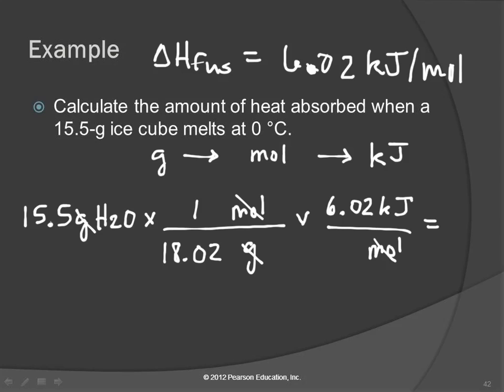15.5 divided by 18.02 times 6.02 equals. We should have three significant figures, so we'll say this equals 5.18 kilojoules of energy.